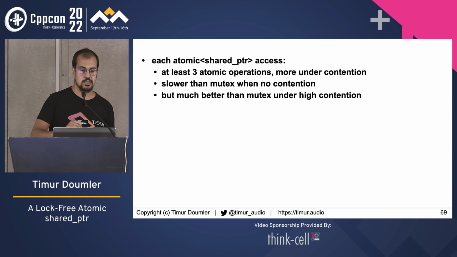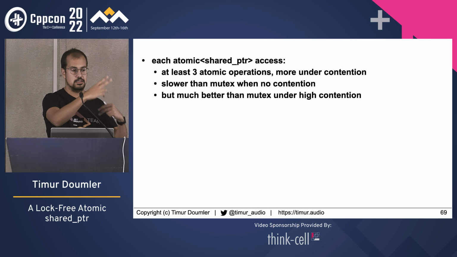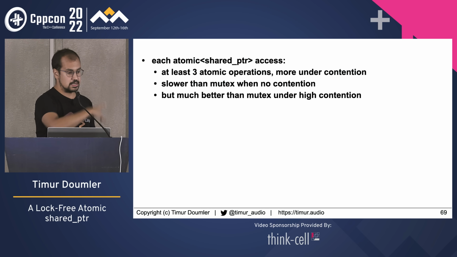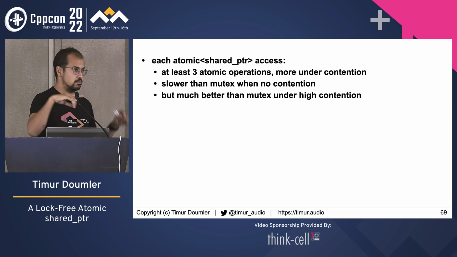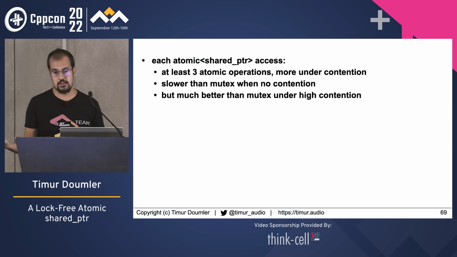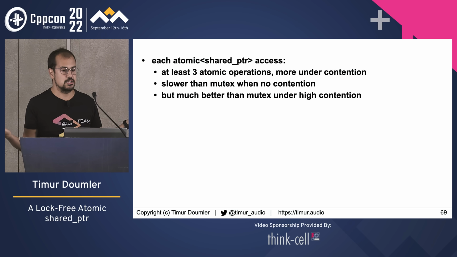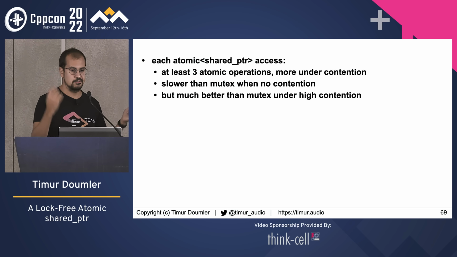However, if there is contention, it's going to be much better because it's lock-free, right? You have the guarantee that if you are in this CAS loop and you fail, some other thread has succeeded. So the whole system is going to make progress. Whereas if you wait on a mutex, you don't really have any guarantees whatsoever when the thread scheduler decides to call you.